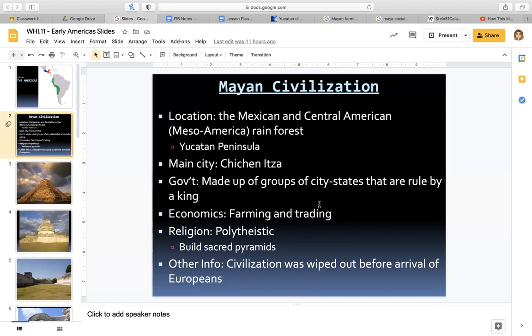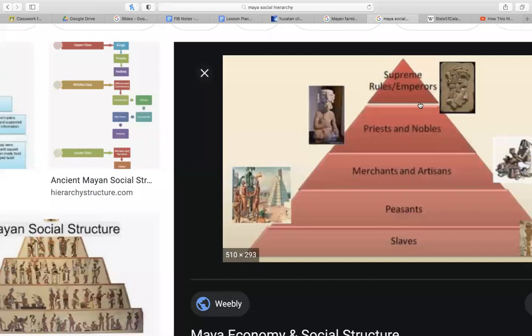Nobles served many functions in support of the ruler, such as military leaders, collecting taxes, enforcing laws, managing public works, or being scribes, painters, or sculptors. And the merchants may have formed a middle class in society, but the majority of Mayas were farmers, which we'll talk about in their economics. But before getting to that, here's another picture of their social hierarchy.